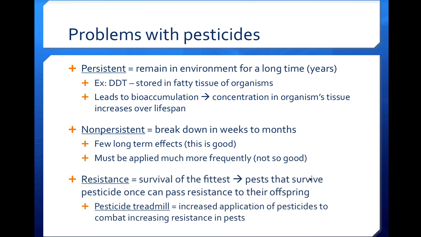Finally, we have this issue with pesticides called resistance. Resistance is the survival of the fittest. Basically, pests that survive the pesticide one time can pass their genetic resistance on to their offspring. And this leads us into something we call the pesticide treadmill. It means that we have to continually increase our application of pesticides to combat this increasing resistance in pests.